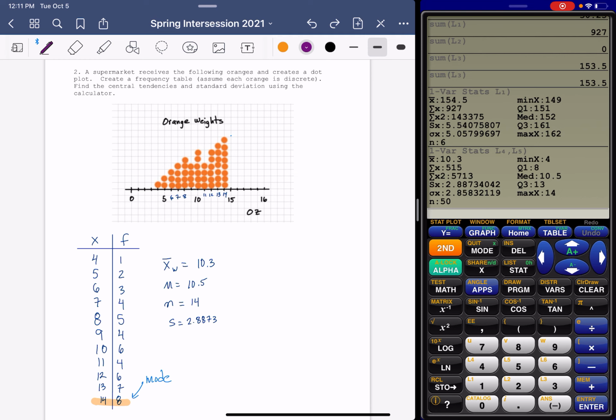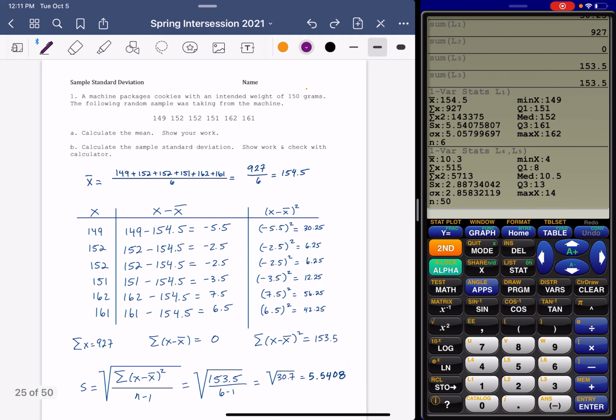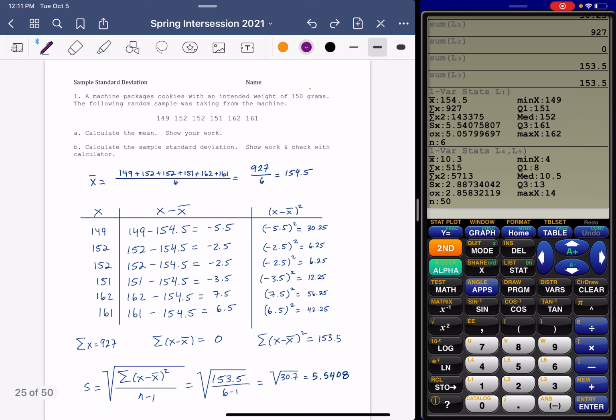Most of the time, I'm pretty clear. If it says show your work, you've got to show your work. But in this problem, it doesn't say anything about showing your work. But if you want to, that's great. Don't feel stressed out by it. All right? Okay. So this is the standard deviation, or the sample standard deviation, worksheet.